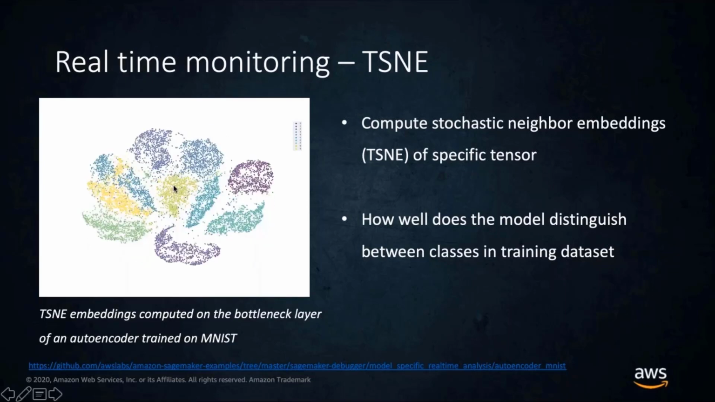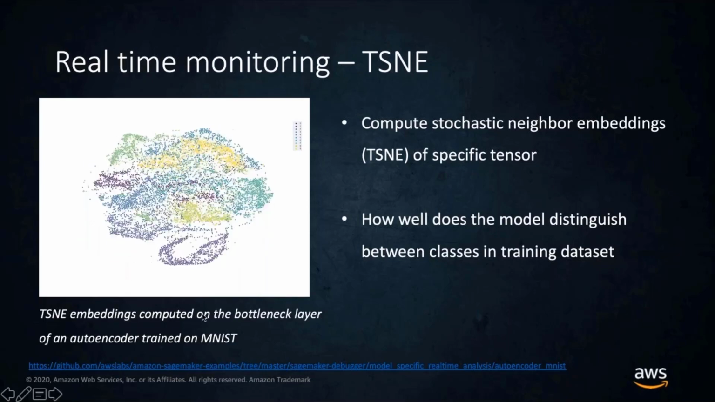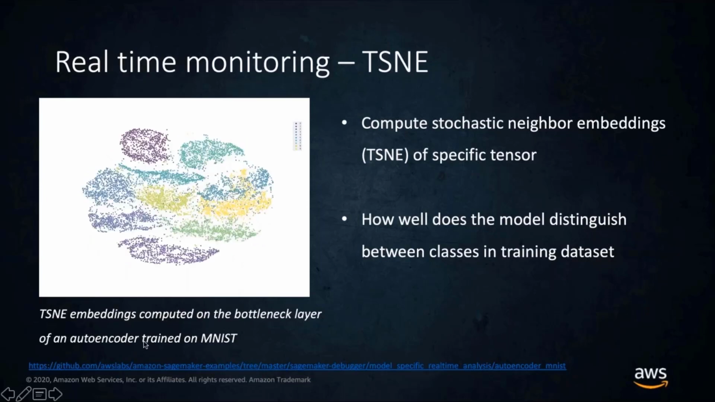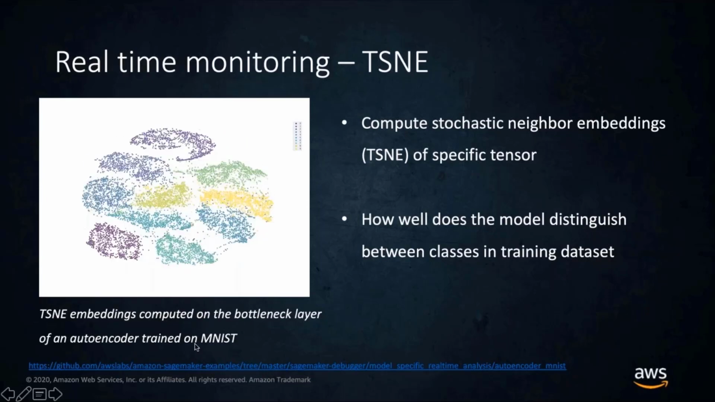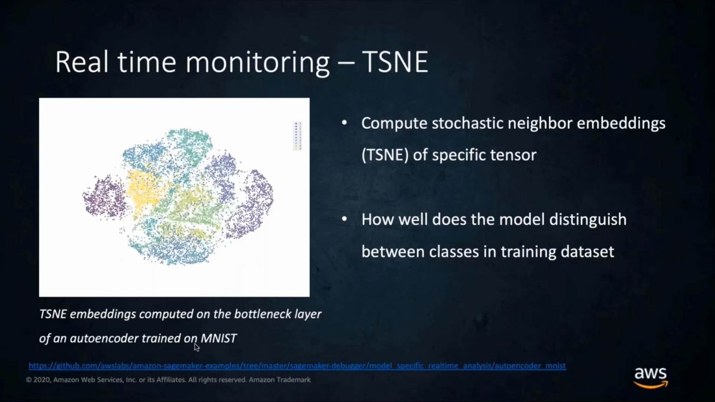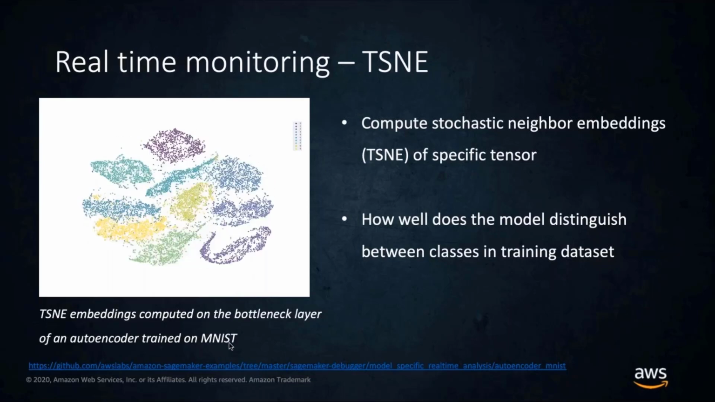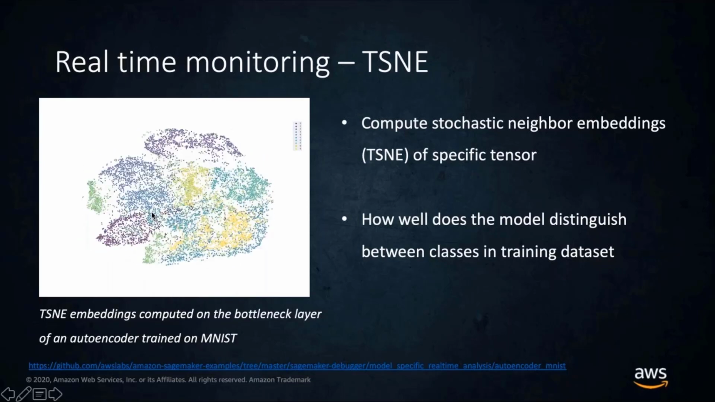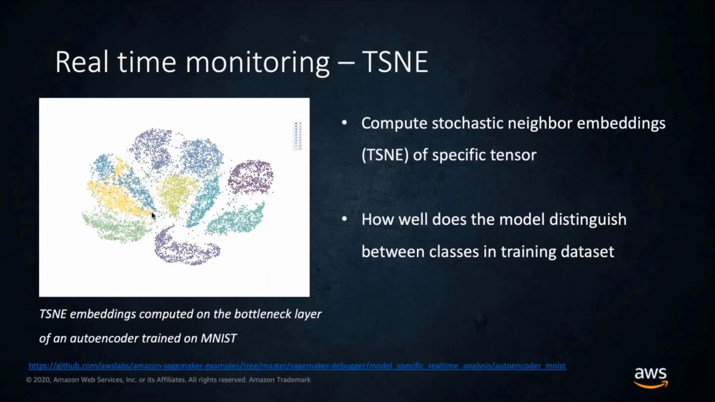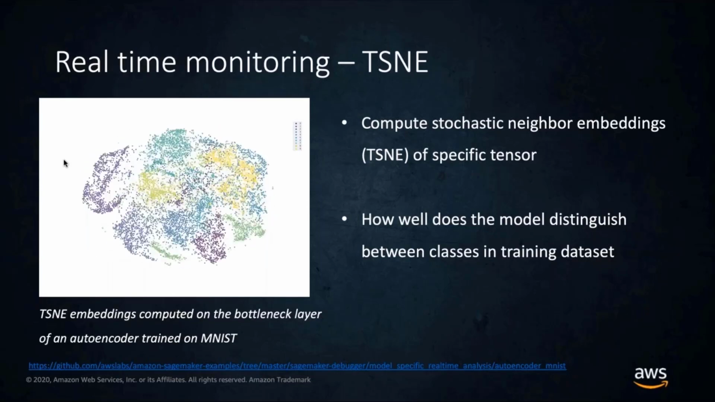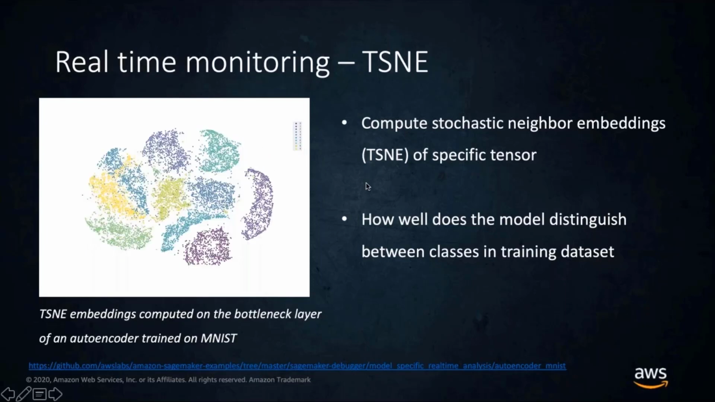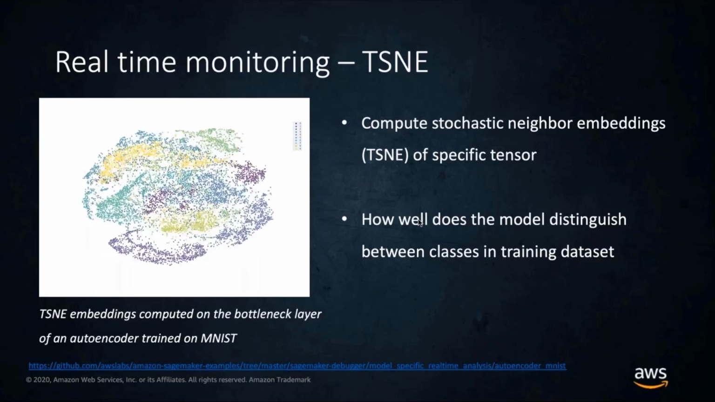And what the animation here shows is I retrieved here the bottleneck layer of an autoencoder model that I trained on MNIST. And MNIST is a dataset that consists of 10 image classes. And I computed here the t-SNE embeddings and visualized it in real time. And what I could basically see is that in the beginning, the model would not be able to separate these different image classes here. But as the training progressed, it became better and better. So that indicated that the model learned meaningful features to separate between these different image classes.